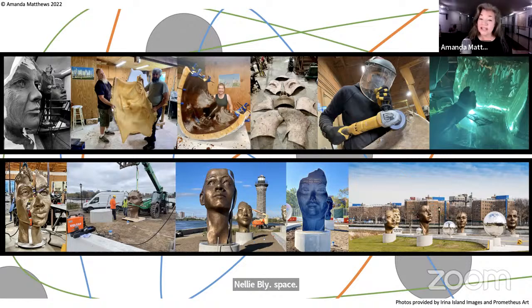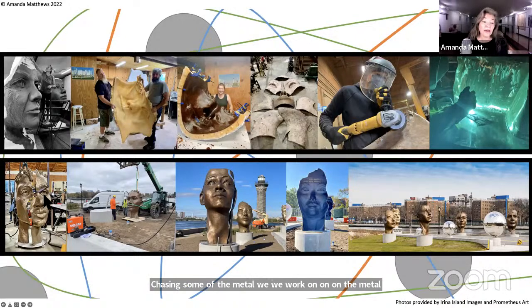We invest those waxes and burn those out and rough cast the panels in bronze, which you can see. And then that is me chasing some of the metal. We work on the metal with various tools. Then we fit and weld those in our shop.